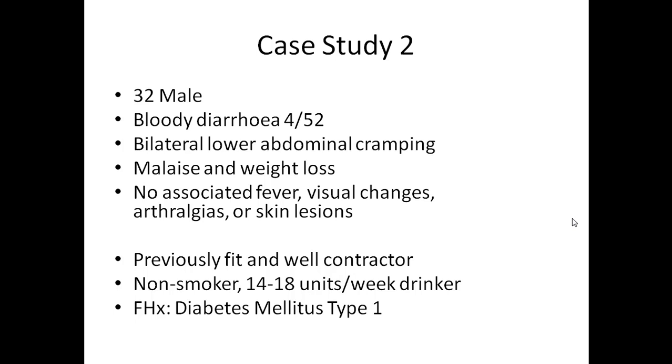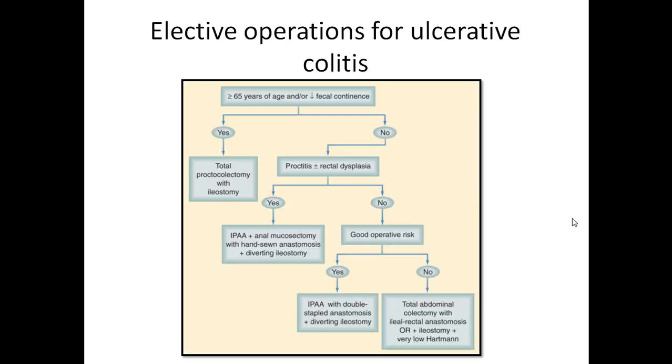So this fits with a more UC type picture. And so this patient went on to have a subsequent elective colectomy. In individuals over 65, it's useful to point out that several algorithms exist to help clinicians decide which surgery to perform. And I've given one on the screen.